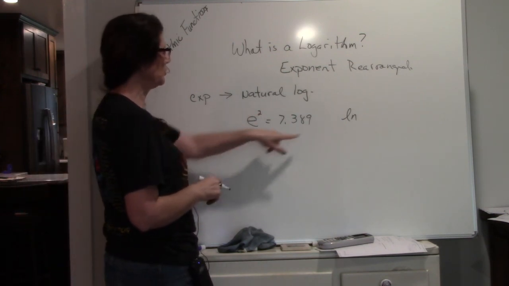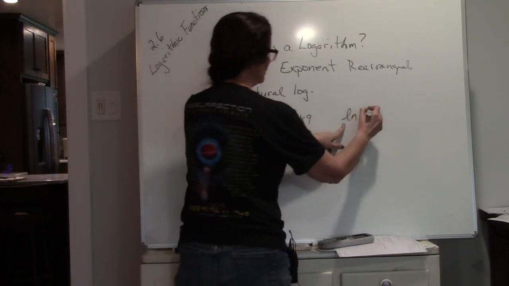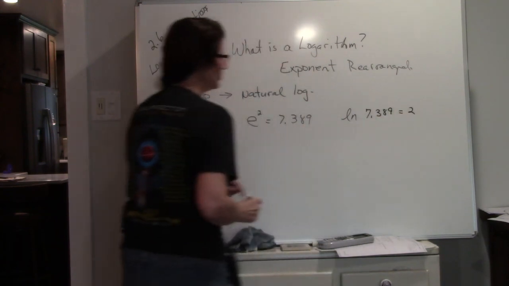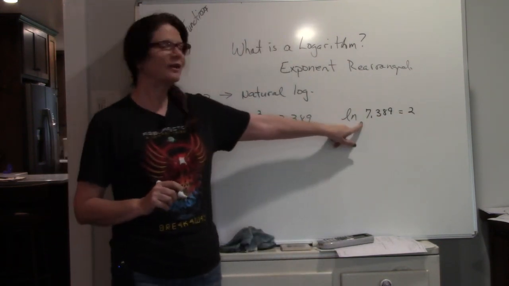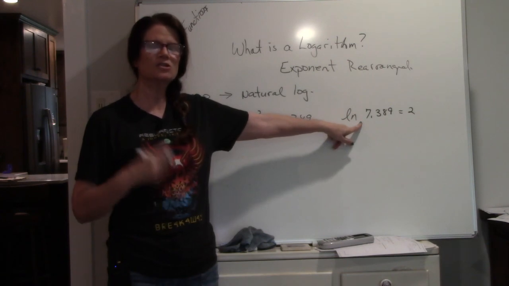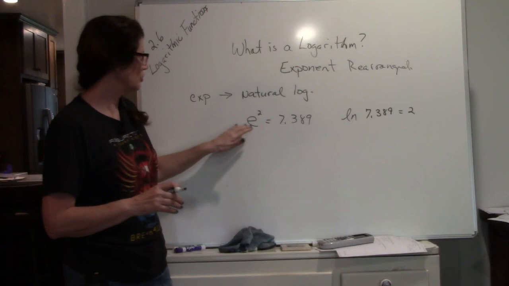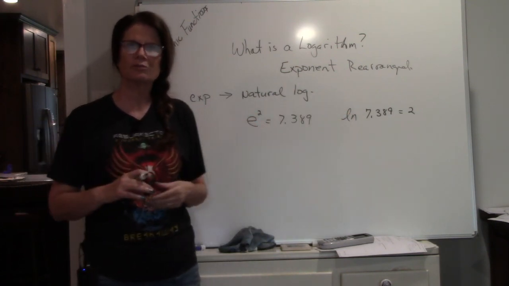Okay, so natural log and base e are special inverse operations. So if I were to rearrange this, I would say the natural log of 7.389 is going to equal 2. So natural log is base e. I'm not going to show it, right? Because e and natural log just automatically go together. So e is your natural number, ln is the natural log. Those are inverse operations.